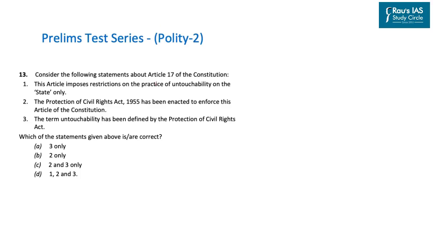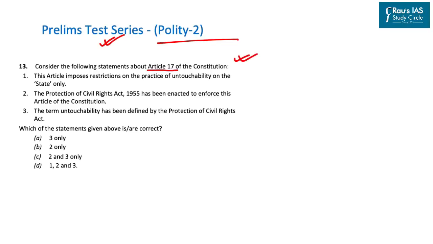Further, a very specific question on Article 17 was also asked in the Prelims test series in the section of Polity. The question here read: consider the following statements about Article 17 of the Constitution. The statements asked include: first, this article imposes restrictions on the practice of untouchability on the state only.